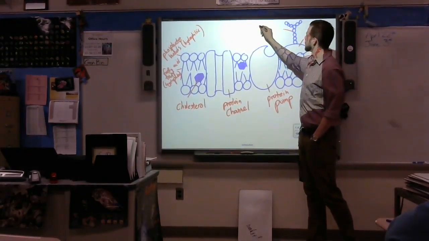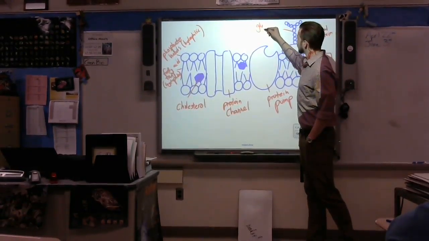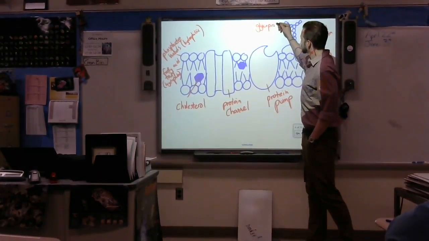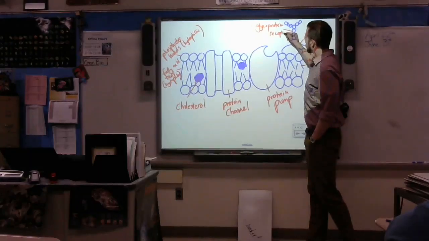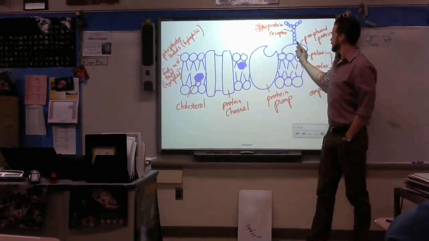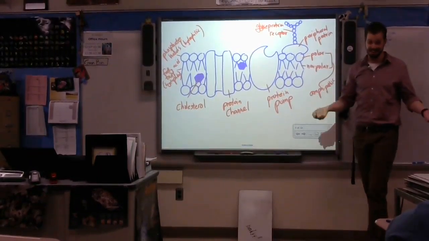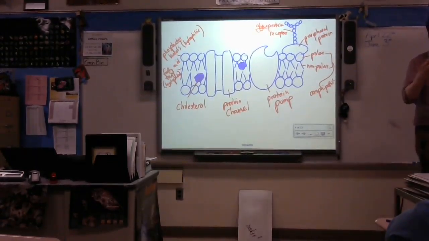And this is a glycoprotein receptor. Glyco, because each of these little circles is actually a hexagon, and they're actually all sugars. So, there you go.